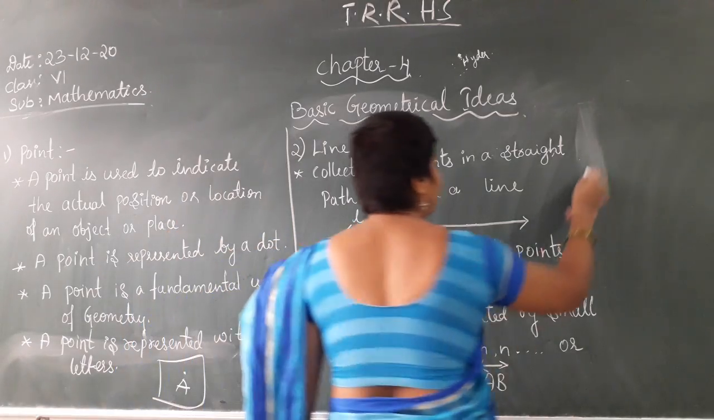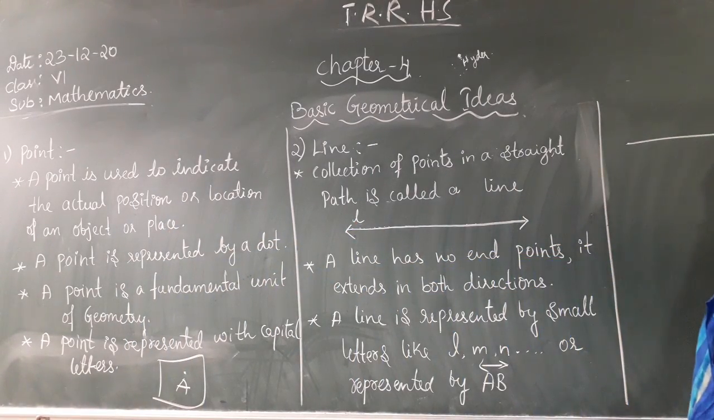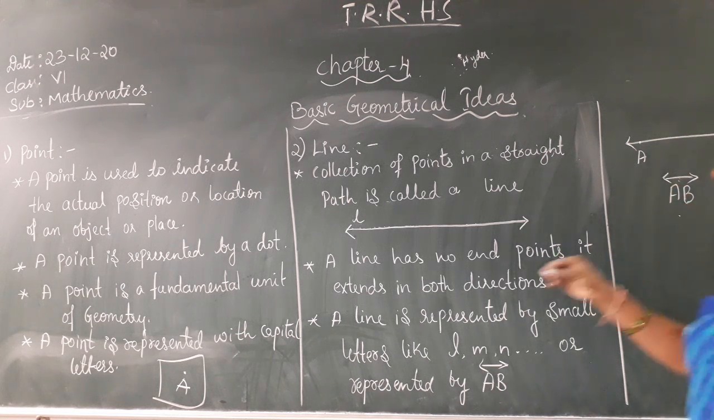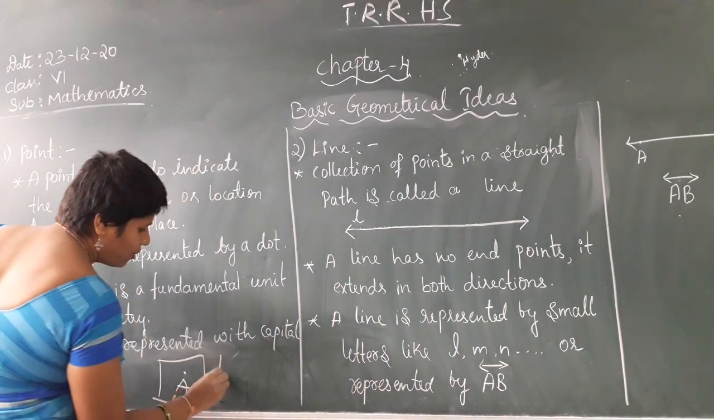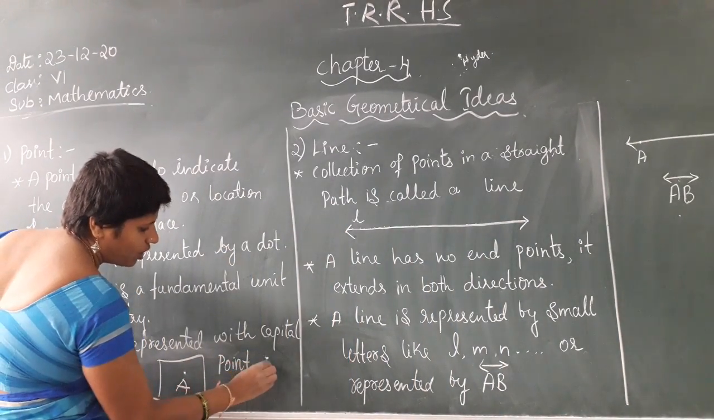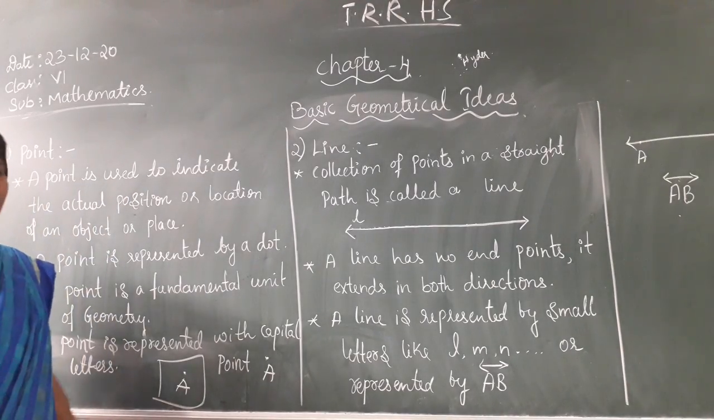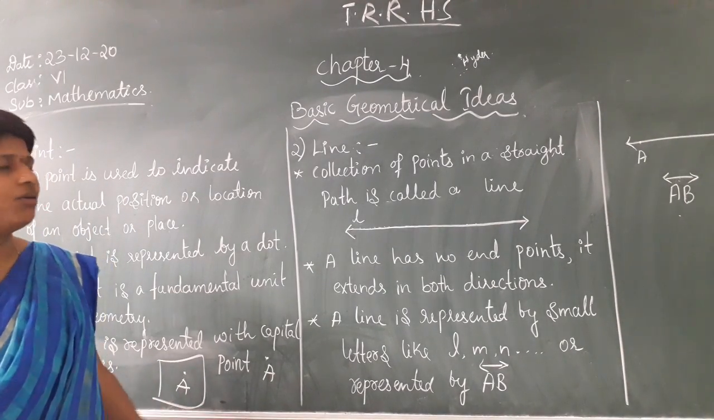Or else one more way of representing is like this. You draw a line. Now place the points somewhere, A and B. So now how can I write this? AB, like this we have to write. This is the way of representing a line. Whenever you are representing a line, the line symbol must be there on top of the alphabets. Clear, children? And whenever you are representing a point, you represent it as point A, like this. Now you can note it down in your notebook.